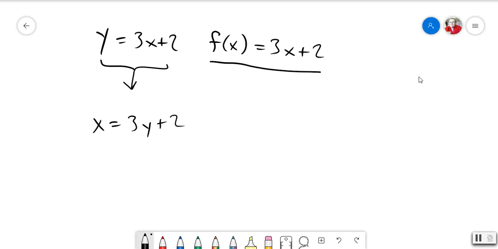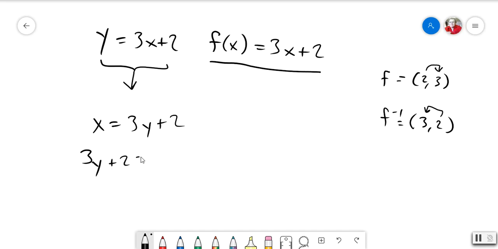Because remember a while ago, if we had like (2, 3) in this function, then I said your inverse is just (3, 2). You're going from x to y in this case, and in the opposite, you're going from y to x. So that's the only reason that we do this. I'm just replacing my y with an x and my x with a y to show that I'm going backwards. And then I flip it around. 3y plus 2 equals x. And then I solve for y.